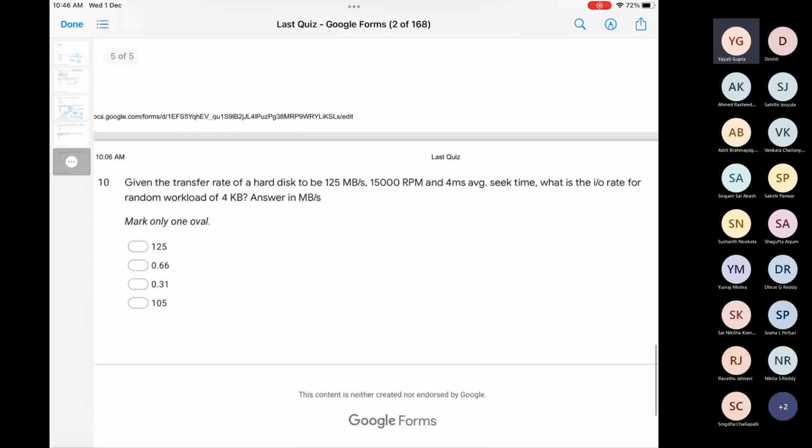In the case of a random workload, you have to look at the seek time and the rotational delay, and you have to add them. Right. So here also only 1/4 of the class got it correct. I don't know why most of you answered 105. I don't know the reason for that. Okay, so how will we solve this?